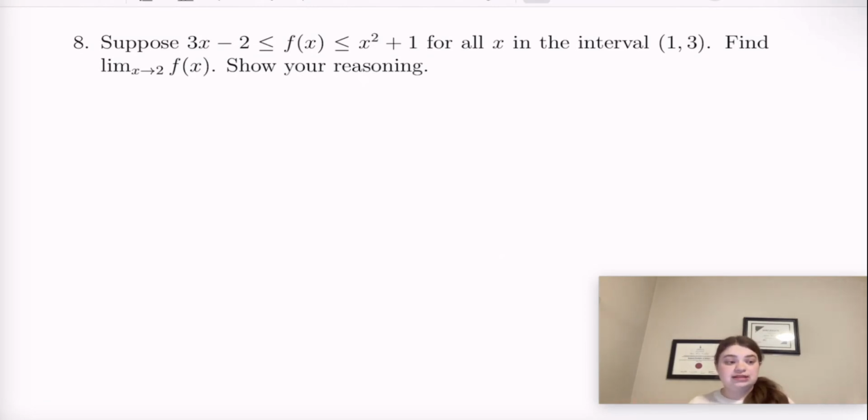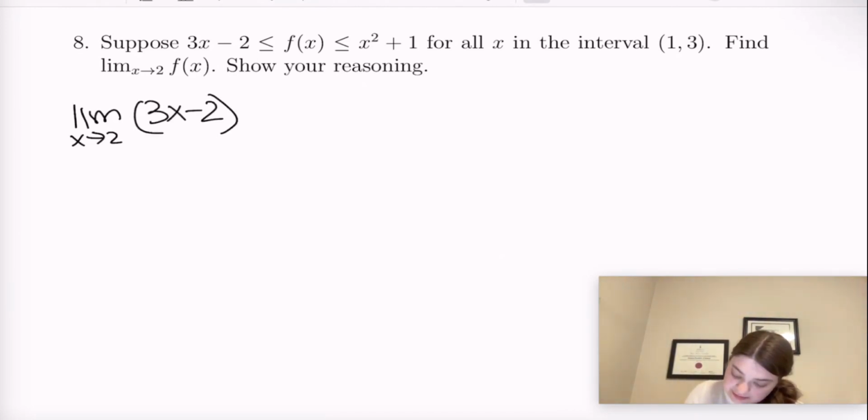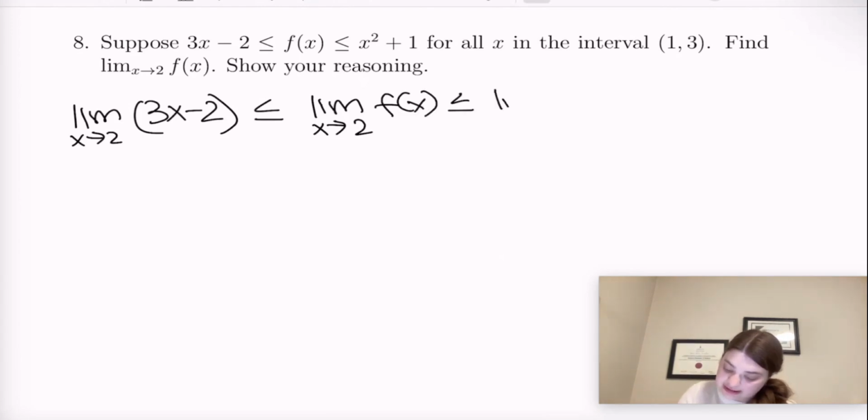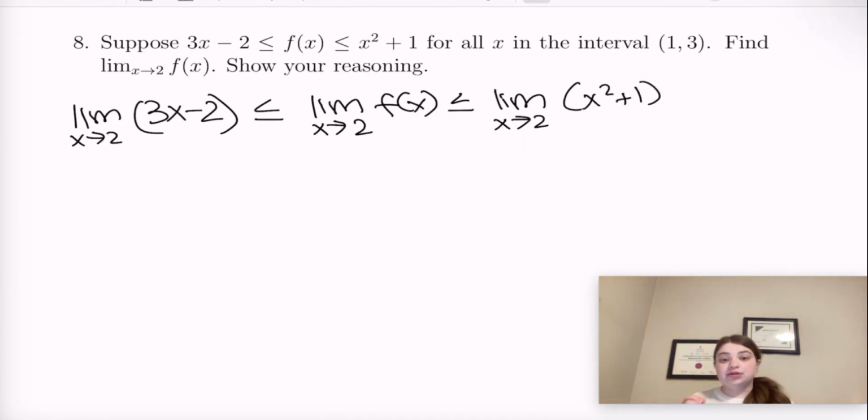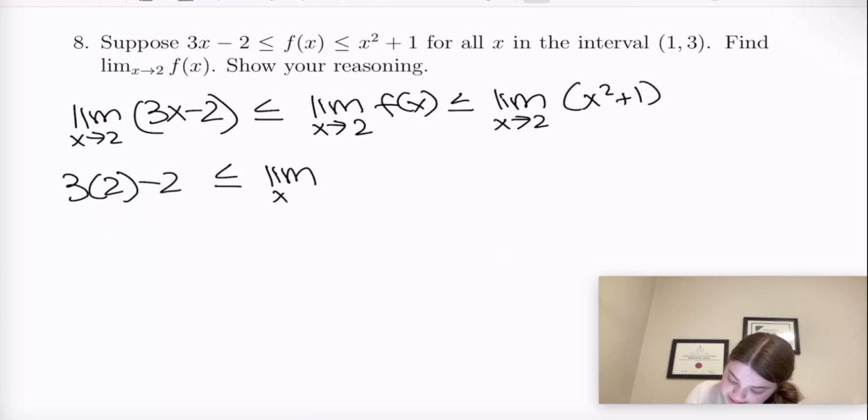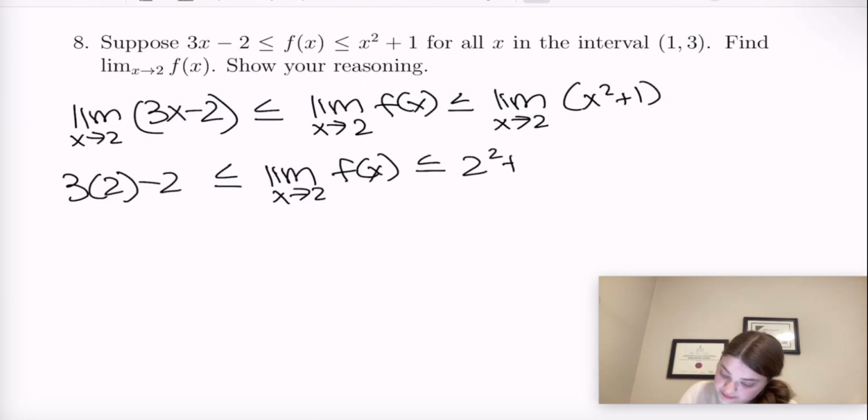So what I'm first going to do is take the limit of all the sides. So limit as x approaches 2 of 3x minus 2 must be less than or equal to the limit as x approaches 2 of f of x, which must be less than or equal to the limit as x approaches 2 of x squared plus 1. Then I'm going to plug in 2 for the left side and the right side to get 3 times 2 minus 2 less than or equal to the limit as x approaches 2 of f of x, which is less than or equal to 2 squared plus 1.